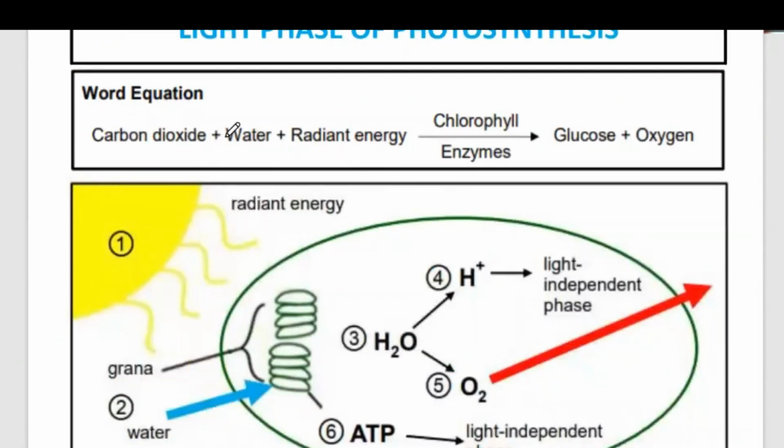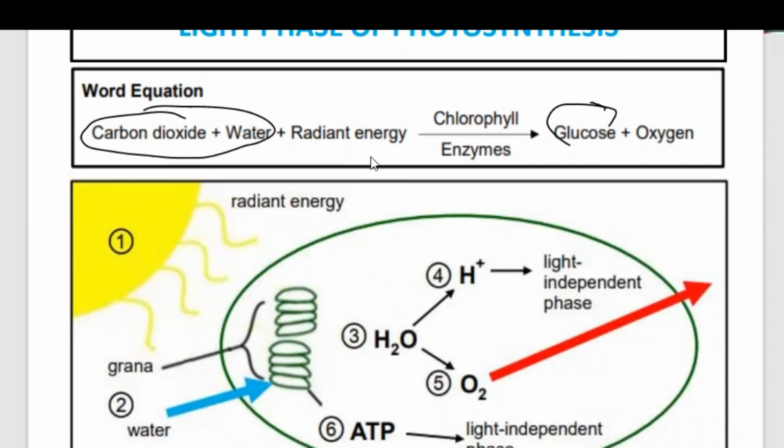This is just a word equation of photosynthesis: carbon dioxide plus water plus radiant energy, in the presence of chlorophyll that traps the radiant energy, and in the presence of enzymes, you produce oxygen and glucose. They can ask you what the raw materials for photosynthesis are. The raw materials, or what is needed, are these two. The major product of photosynthesis is glucose.